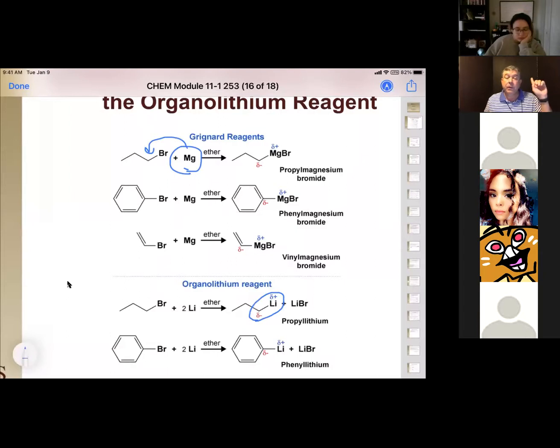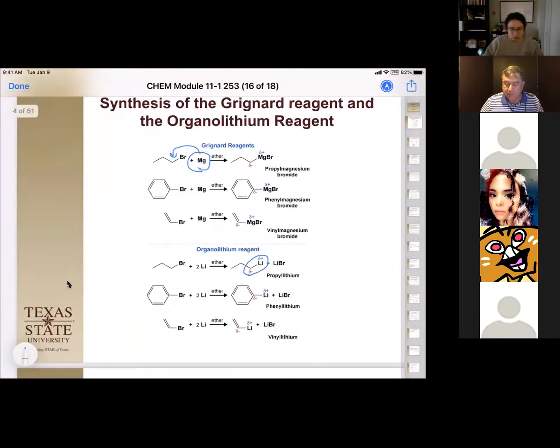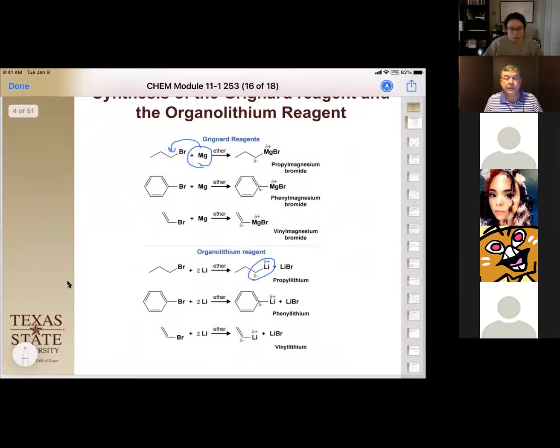Notice this can be done with aliphatics, it can be done with aromatics, and it can be done with vinyl halides. As long as there is a bromine on any one of those, magnesium will insert itself, and so we can use any of these reagents as a nucleophile. So that's a little bit different than we've done before. That's why these magnesium reagents, which are also called Grignard reagents, and the organolithium reagents are really useful as nucleophiles.